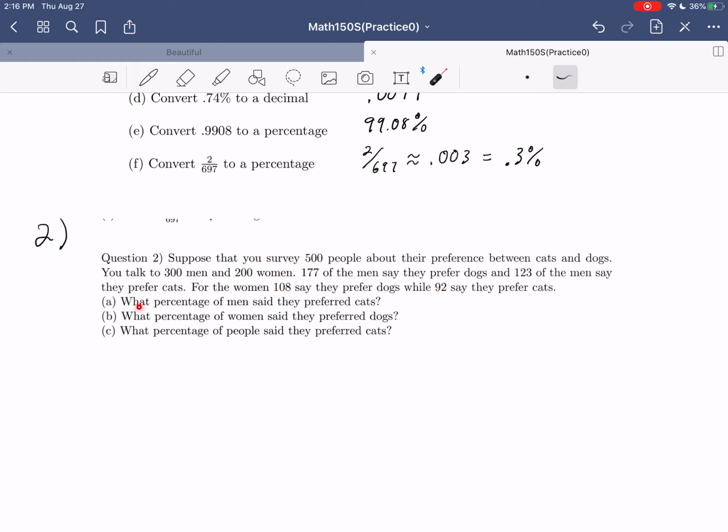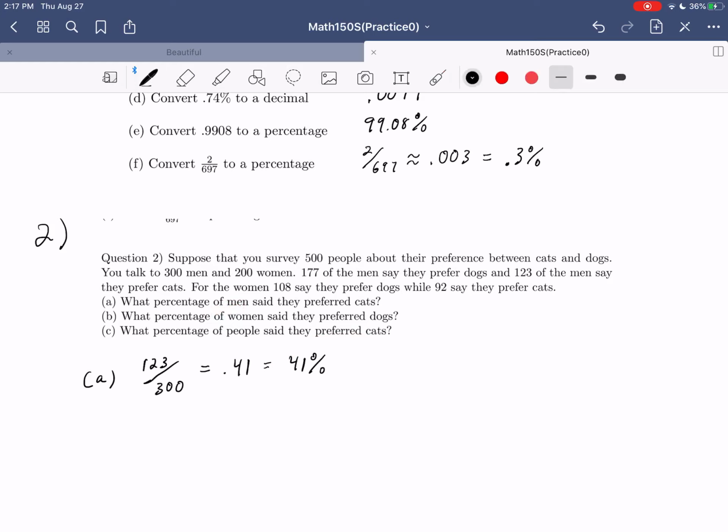First question we have is, what percentage of men said that they preferred cats? So for this, all we would need to do is take the men who said that they preferred cats. We know that that's 123. So we'll take 123 and divide that, because we want the percentage of men out of the total amount of men. So out of 300 there. We can do that on our calculator. 123 divided by 300. We should get that is 0.41 as a decimal, but of course we want it as a percentage. So shifting this 2 places to the right, we should get 41%. So we can say that 41% of men in our sample said that they preferred cats.